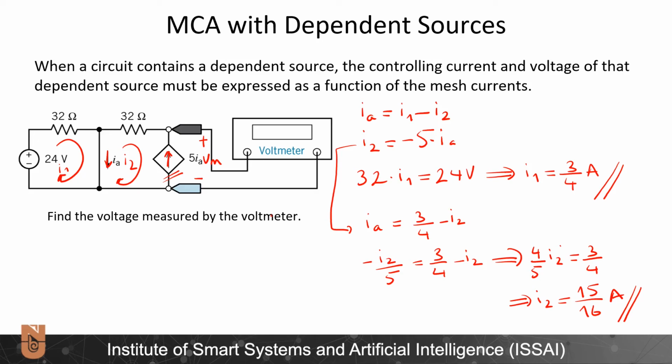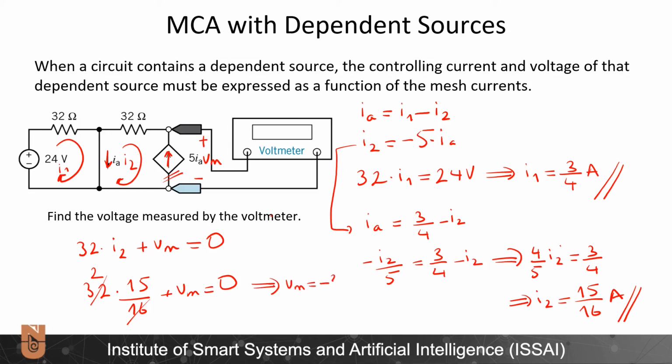After I find this, I need to find what is being measured by the voltmeter. In order to find that, I can write Kirchhoff's voltage law for the second loop. 32 times I2 plus Vm will be equal to 0. So this will be 32 times 15/16 plus Vm will be equal to 0. This cancels that, here I have 2. Accordingly, I have Vm is equal to minus 30 volts, if I have not done some silly mistakes.